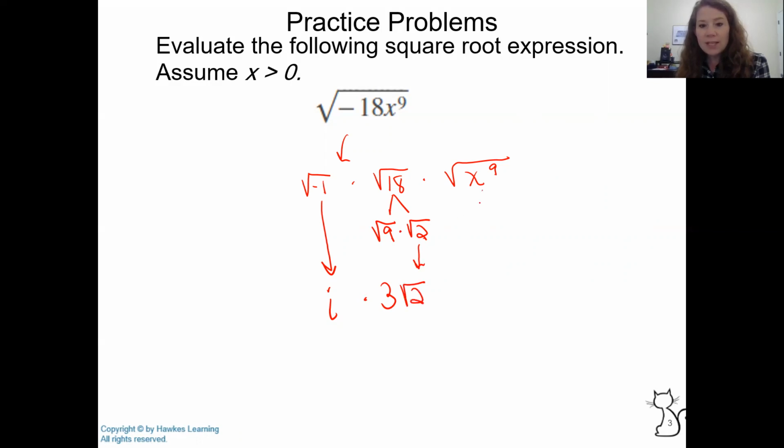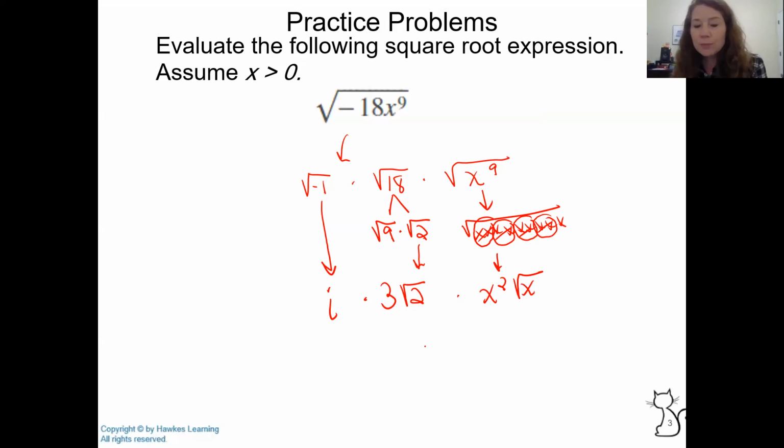And then for this, how we did the other day, we would write down our 9 x's and circle 1, 2, 3, 4, 5, 6, 7, 8, 9. For every 2 we circle, we get to bring out 1. So 1 outside the box represents 2 inside the box. So we have 1, 2, 3, 4 pairs of x's, and then we have 1 x still in the radical.